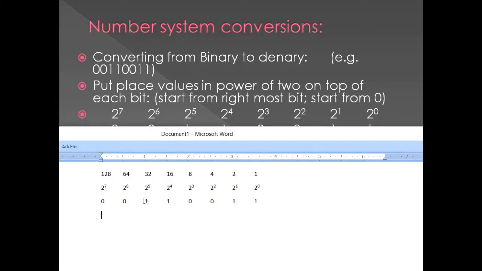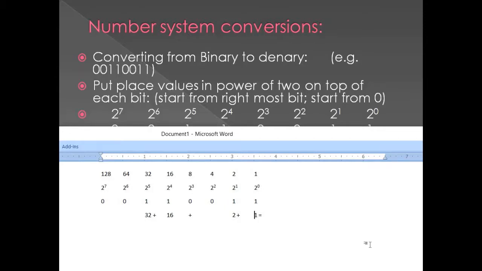The next step is, wherever there is a 1 in the binary string, you note down the place value for that, and you can ignore the zeros. For example, 2 power 4, that means 16, and 2 power 5, that means 32. And then the next one we have is the 1 with the power of 2 power 1, that means 2, and 2 power 0, that means 1.